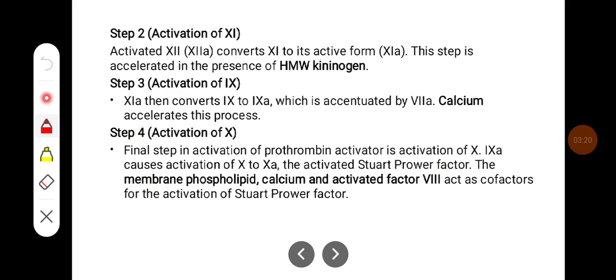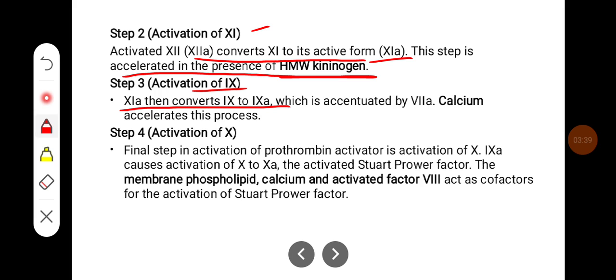Step 2 is activation of factor 11. Activated factor 12 converts inactive 11 into active 11. This step is accelerated in the presence of HMW kininogen. Step 3 is activation of factor 9. Activated factor 11 converts inactive factor 9 into active 9, which is accentuated by active factor 7. Calcium accelerates this process. Step 4 is activation of a prothrombin activator, which is activation of factor 10.